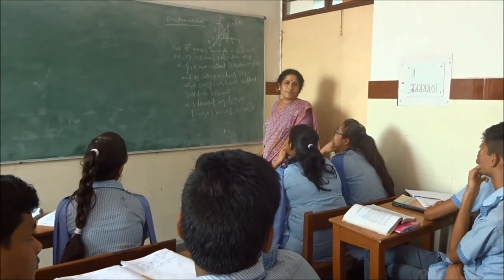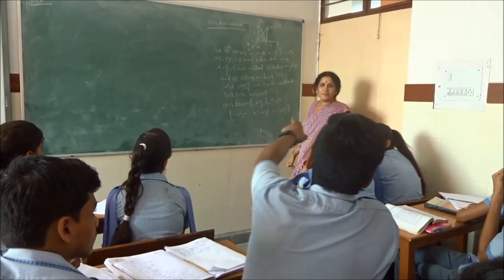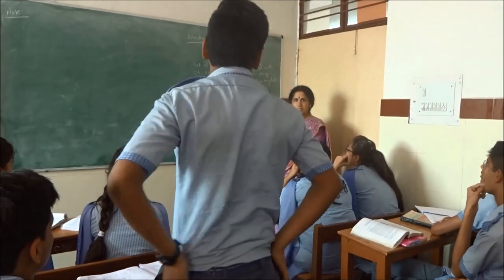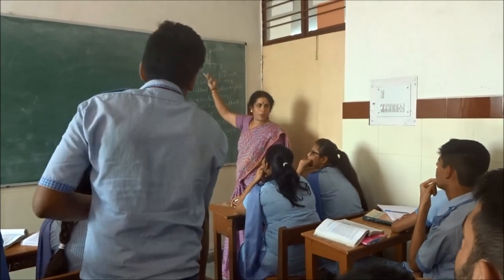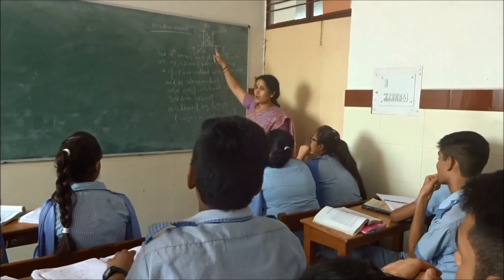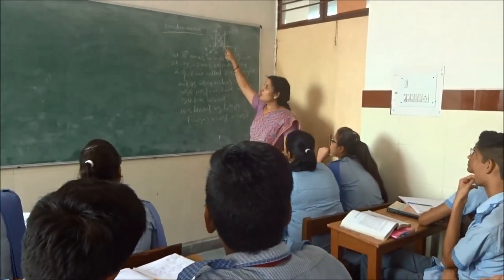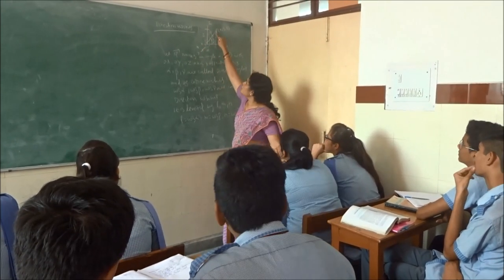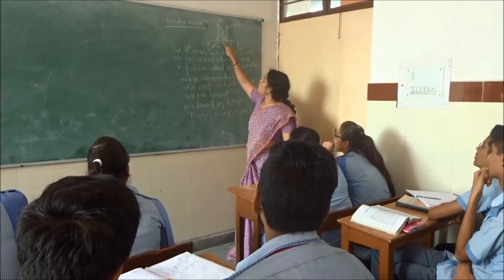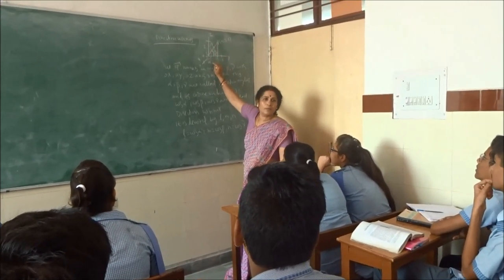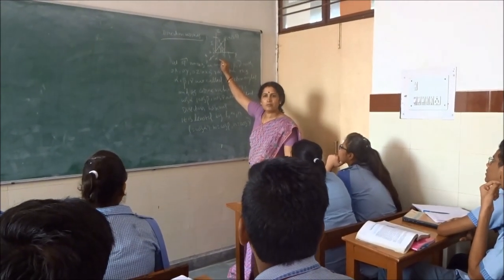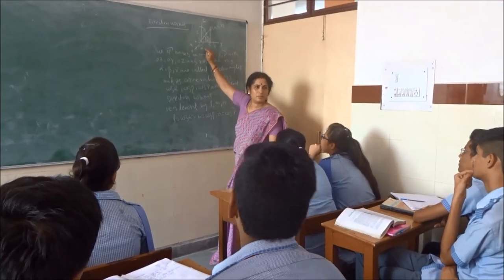What is cos beta? OI upon R. What is OI? That is the distance I am saying, y. So y upon r. Cos beta is y upon r. What about cos alpha? Join here, again you will get a right angle. Cos alpha is x upon r. What about cos gamma? z upon r. R is a magnitude.